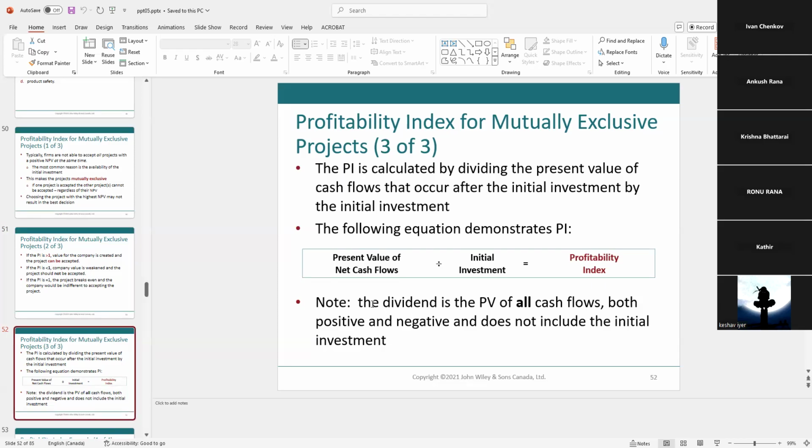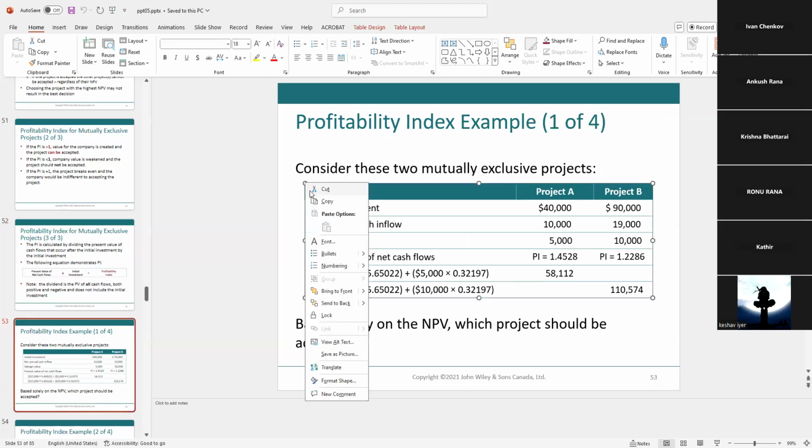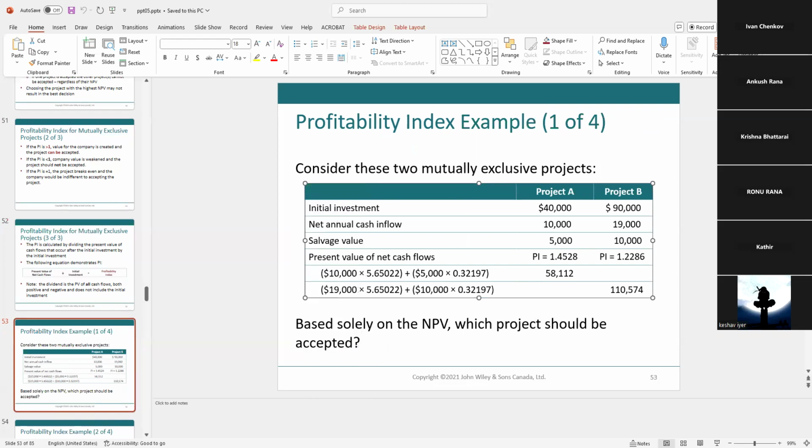Here, the benefit is that the present value of all the cash flows, both positive and negative, does not include the initial investment. So let's see this. We have those two projects. Shall we do this together on the Excel spreadsheet? Yes. Okay, let's copy this and move to the Excel spreadsheet.